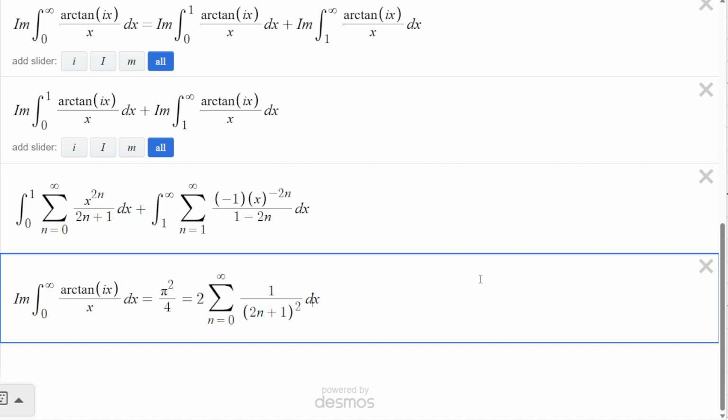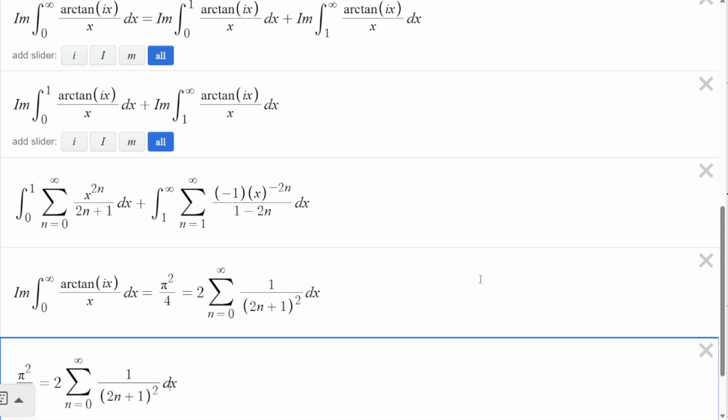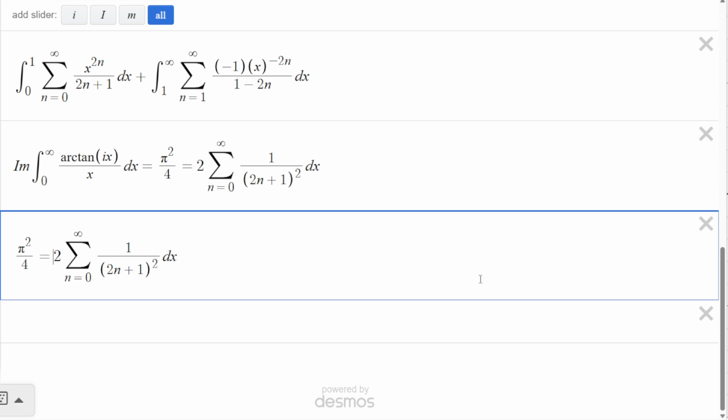So what this means, what we've just proved, as far as I know, this is a new way of proving this. We just proved that the sum of the reciprocals of the odd squares is equal to pi squared over 8.